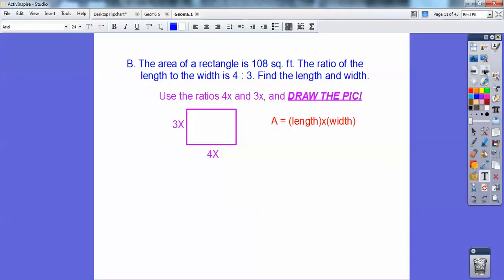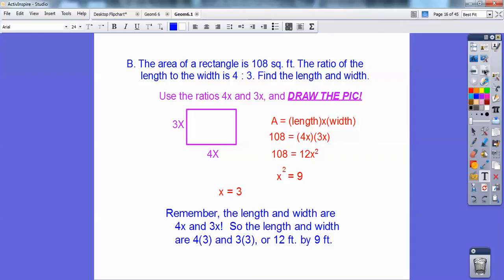Okay, remember the area of a rectangle is length times width, or base times height. So 108 they told me was the area, and that equals 4x times 3x, which is 12x squared. Then you have to get x squared by itself, so I divide both sides by 12, and the square root of that is 3, so x must be 3. Remember, the ratio is 3x to 4x, so you multiply that by 3 and then by 4, and you get 12 feet by 9 feet. Okay, 12 to 9 reduces to 4 to 3, so that has a ratio of 4 to 3.